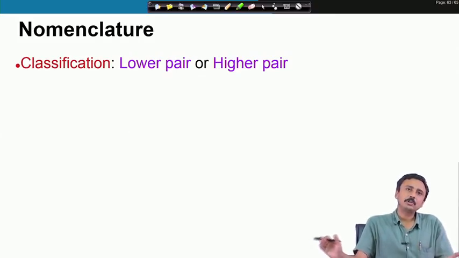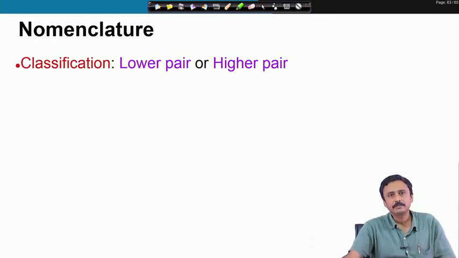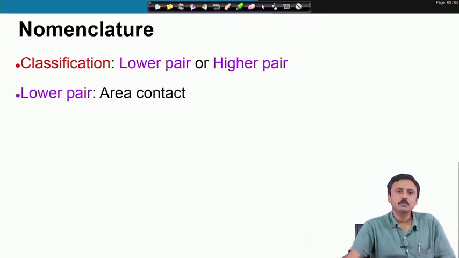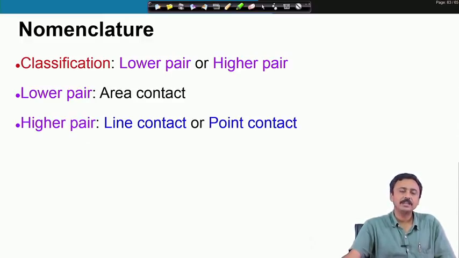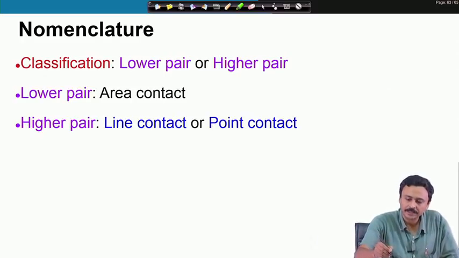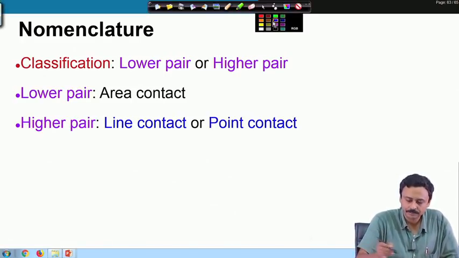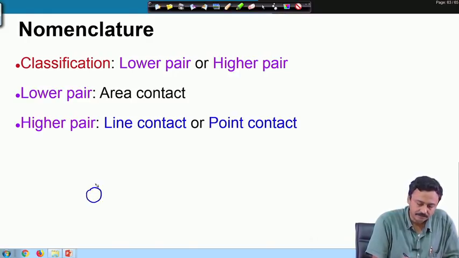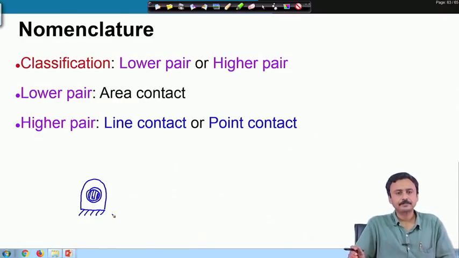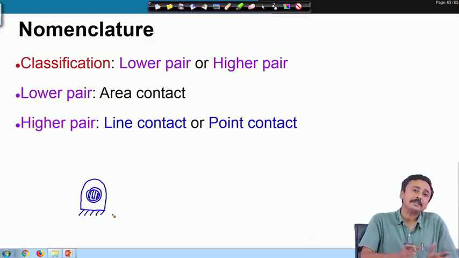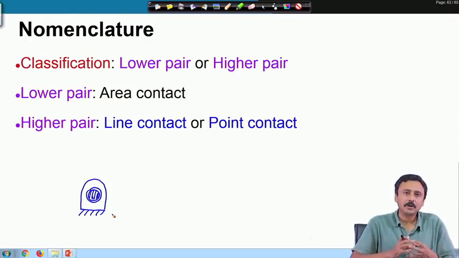Again, these kinematic pairs also have classification as lower pair or higher pair. A lower pair is one in which you have area contact, and a higher pair is one in which you have line or point contact. Let me quickly give you an example. A hinge has area contact, or at least we expect that to have an area contact. It should not allow free play.